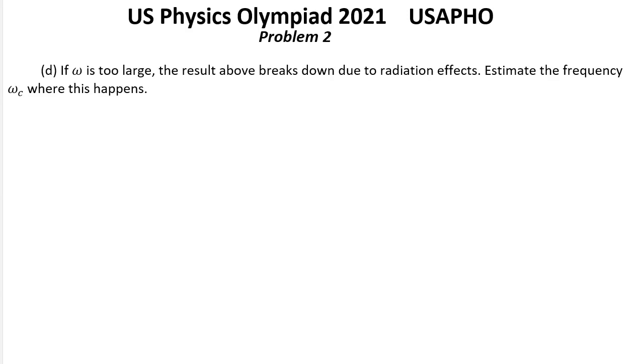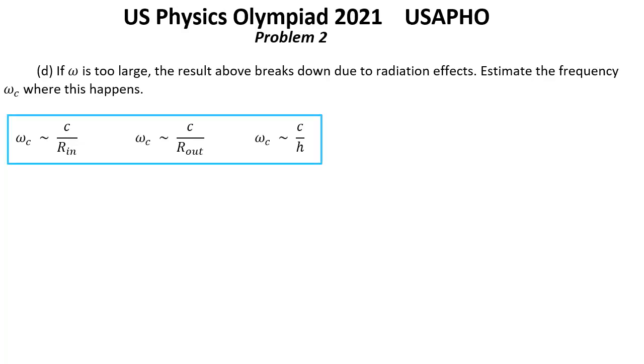Question D. If omega is too large, the result above breaks down due to radiation effects. Estimate the frequency omega c where this happens. Solution. In the calculations above, we have assumed that the fields are quasi-static, neglecting the radiation propagation time. The approximation breaks down when omega c is on the order of the speed of light c over R in, past which the flux will be diminished. Since this calculation is approximate, the answers c over R out or c over h are also acceptable. That was a solution for question D.